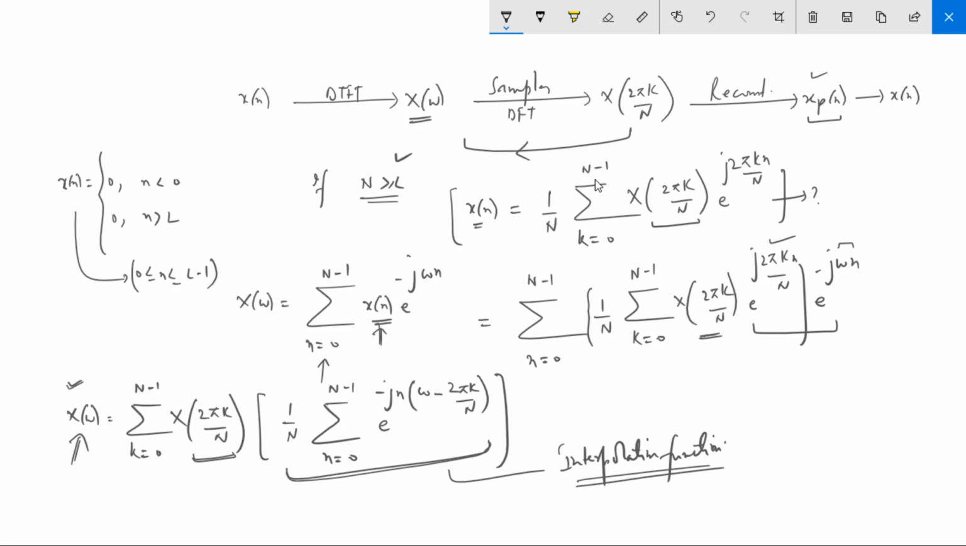Like we did in sampling in the continuous-time domain, there was an interpolation function. When you pass the samples through an ideal low pass filter, its impulse response was the sinc function. The same kind of thing we are going to get here. So I will discuss this function now.